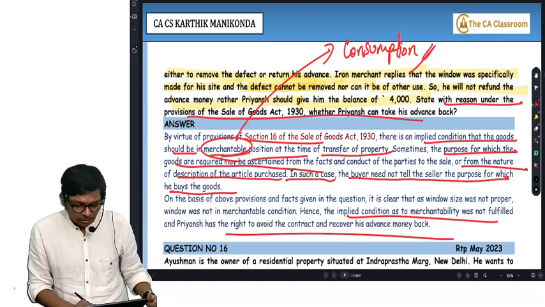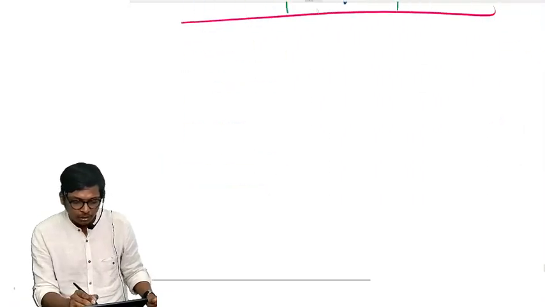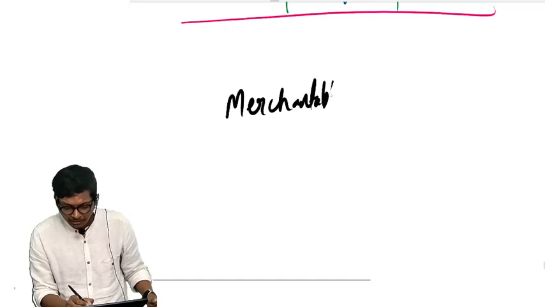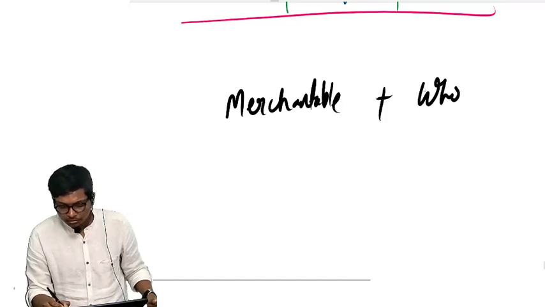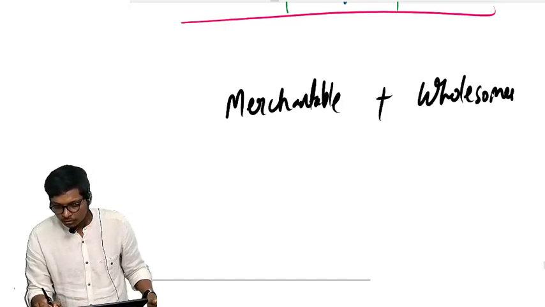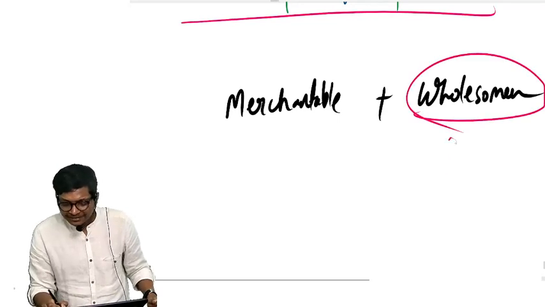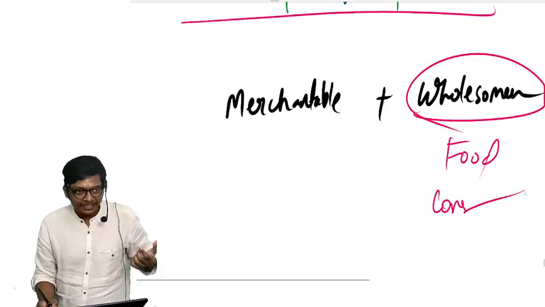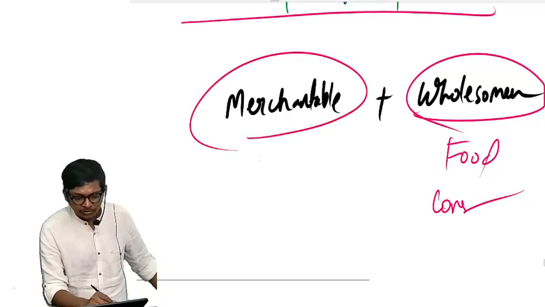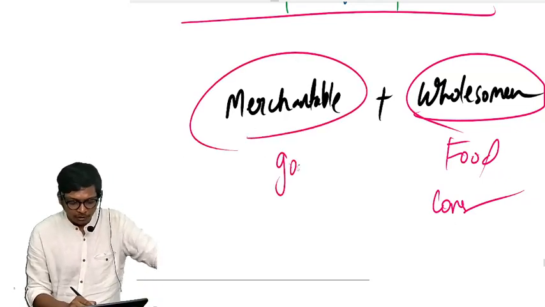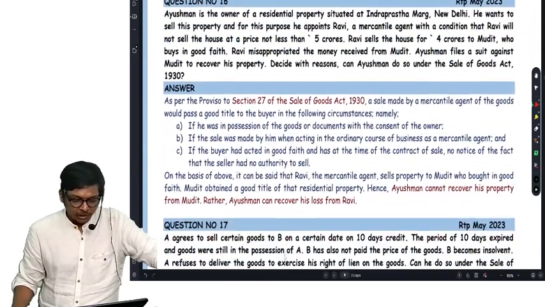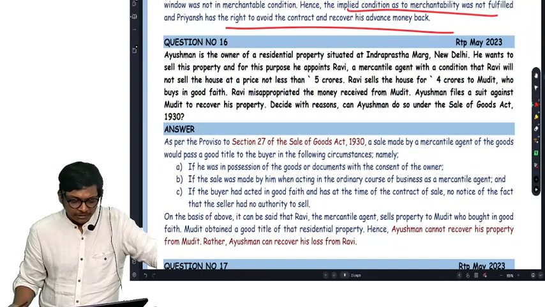Wholesomeness comes for food, that's why I was getting confused. So we have merchantable plus wholesomeness. Wholesomeness comes for food consumption, correct? It comes for food consumption. Merchantable comes for any type of good, it comes for any good. Small correction, clear guys? Okay, next question number 16.